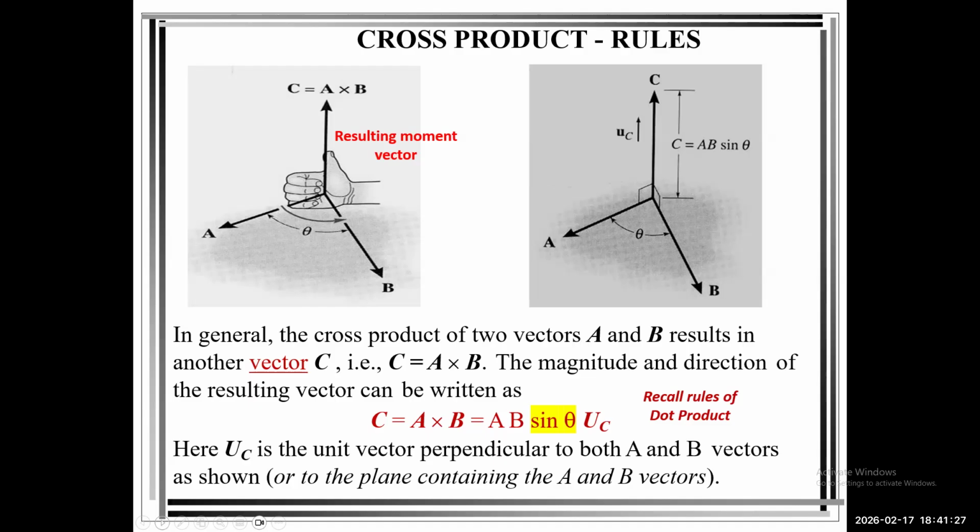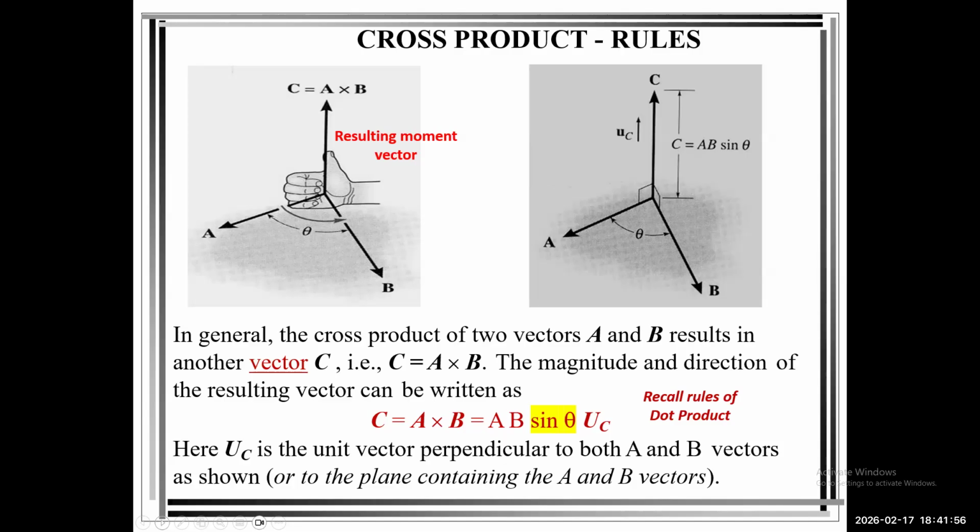If you remember the dot product, when it is A times B, you are getting the projection of a vector, a parallel line in the direction of that vector, rather than the perpendicular. So in general, the cross product of two vectors A and B results in another vector C.